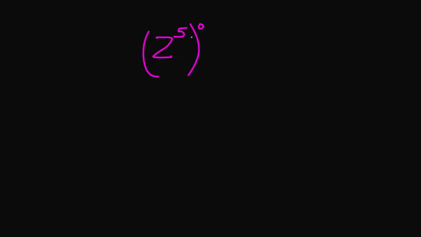What about this example here? I have z to the power of 5 raised to the 0 power. This also is going to equal 1. This is going to equal z to the 5 times 0. 5 times 0 is going to give me 0. So z to the 0 power equals 1.